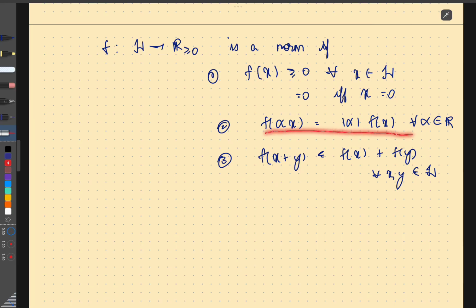And for any real number alpha, the norm of alpha times x should be mod alpha times the norm of x. And the norm should satisfy a triangle inequality. Right? It's only if the function over this space satisfies these 3 properties that I can call it a norm. And so let's prove that the Subgaussian norm is in fact a norm. We've already seen one property, that is f of alpha times x is equal to mod alpha times f of x. Alright?